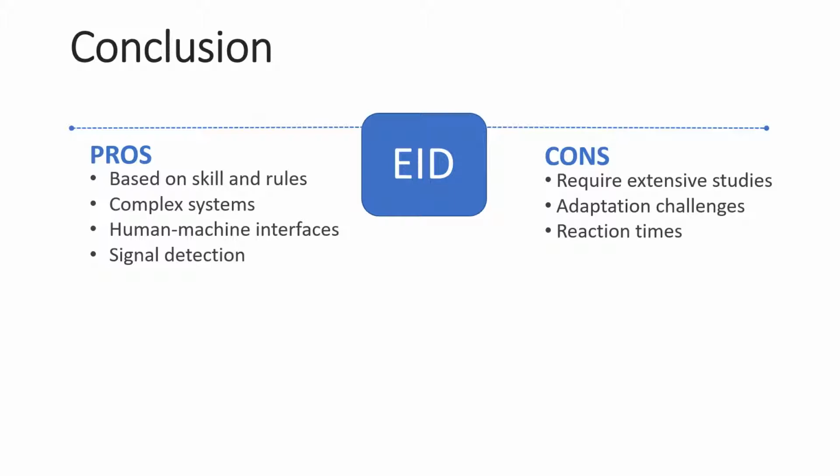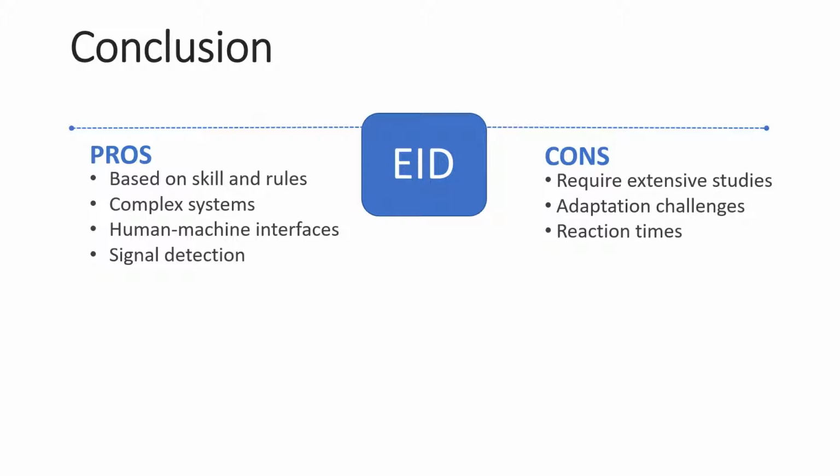But then again, with the pros, it's based on the skills and rules. You're doing studies on the user and helping them make better decisions. It can be implemented with complex systems, hopefully simplifying it in the end. And these human-machine interfaces can be relatively engaging for the user, and give a good framework to then providing nice data visualization. And finally, it helps with signal detection.